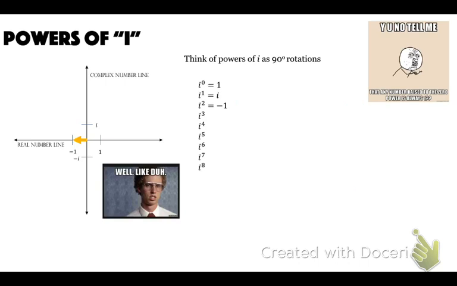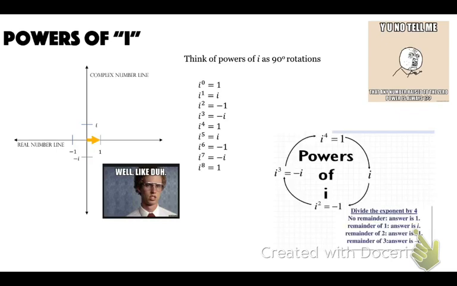Okay, well, then i cubed, rotate it 90 degrees, that's going to be -i. i to the fourth is going to be 1. And then I could just keep going, so i to the fifth would be i, i to the sixth would be -1, i to the seventh would be -i, and i to the eighth would be 1.